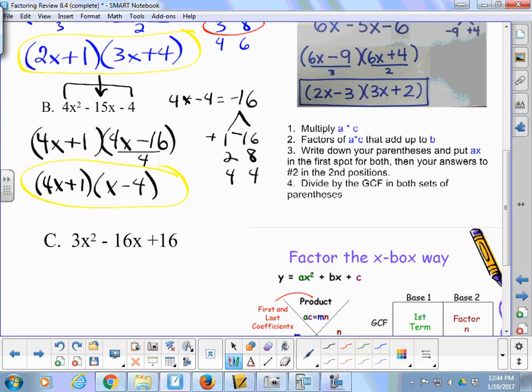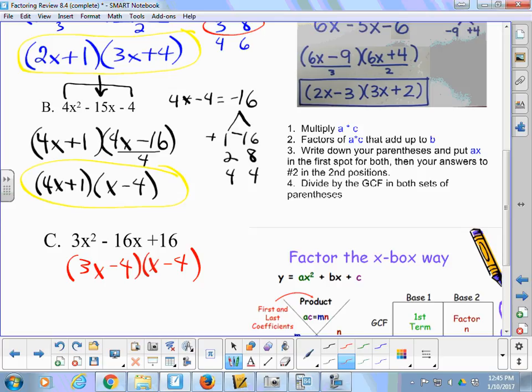All right, so the answers for this one then are 3x minus 4 and x minus 4, right? Okay, how many people got that? All right, hopefully most of us did. Hopefully all of us did.